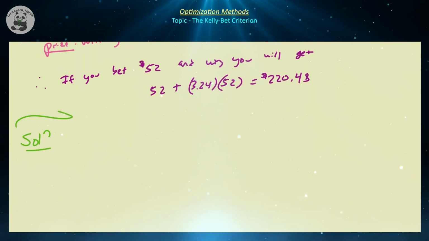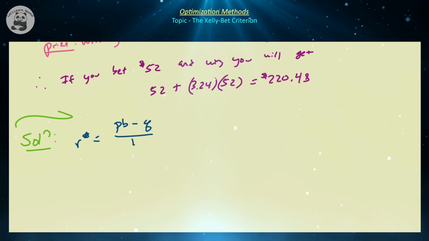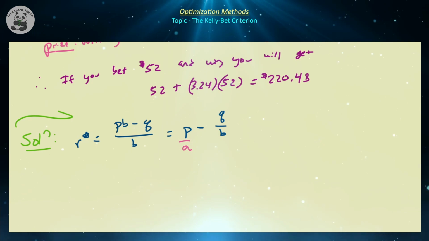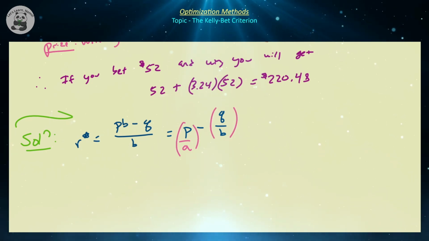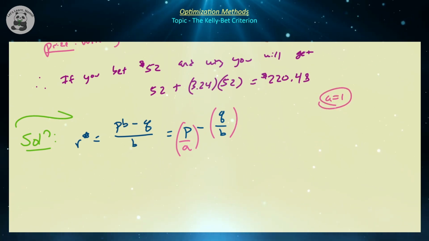So solution. Our Kelly bet under this particular structure is going to be, again, PB minus Q all over B. If we rearrange that, that's just P minus Q over B. Now, if you want to make this problem even more fun, if you have an additional loss, not just you lose your 52, but you lose some more money, you can divide this by another scalar, A, to have a more generalized Kelly Bet criteria strategy, right? But here, A is going to be equal to 1 for this example.